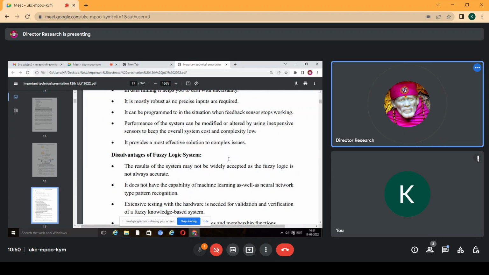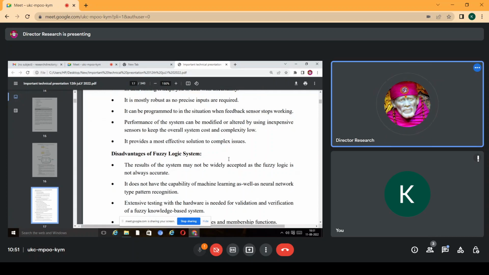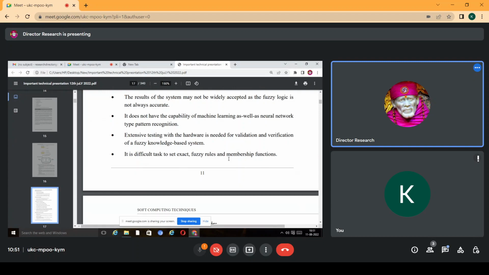Disadvantages of fuzzy systems: the results of the system may not be widely accepted, as fuzzy logic is not always accurate. It does not have the capability of machine learning as well as neural network type pattern recognition. Extensive testing with hardware is needed. It is a difficult task to extract fuzzy rules and membership functions.